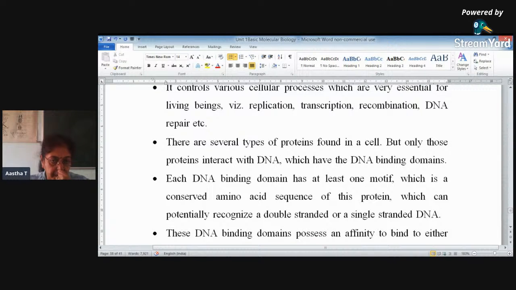So this particular sequence of amino acids on the proteins, particularly the proteins which are binding to the DNA, either double stranded DNA or single stranded DNA, they have a specific amino acid sequence, and this sequence can recognize the double stranded or single stranded DNA.